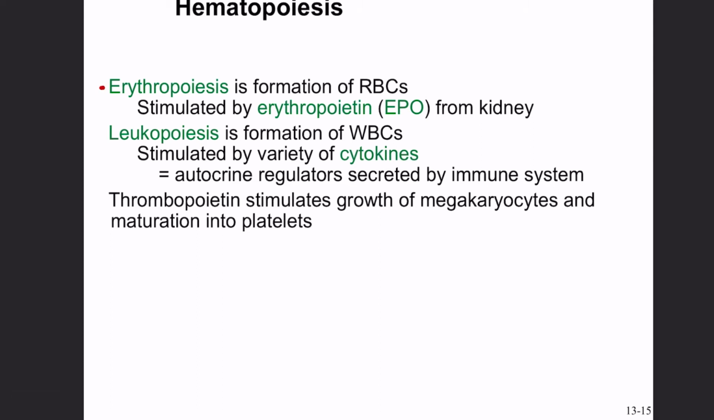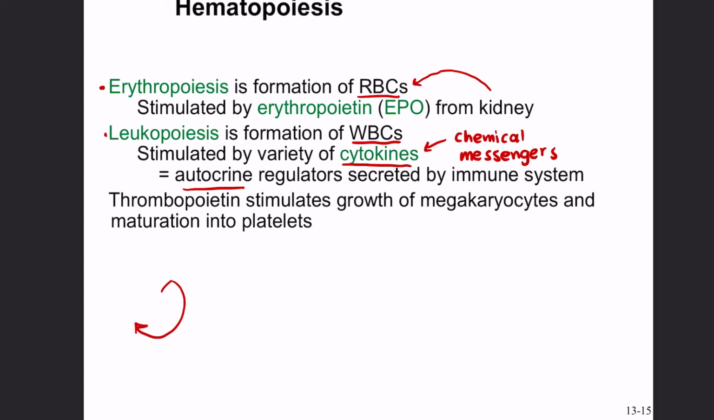Erythropoiesis is the formation of erythrocytes, which are red blood cells. And it's stimulated by a hormone called erythropoietin. Erythropoietin is released from the kidney, and it's going to stimulate production of red blood cells in our red bone marrow. Leukopoiesis is the formation of leukocytes, which would be our white blood cells. And it's stimulated by a few different things, which we call cytokines. Cytokines are just like chemical messengers, kind of like hormones are, but they act in a different way. So these are going to be autocrine regulators secreted by the immune system. If you can remember what autocrine meant, it means they release, and they act on the same cell that releases it.